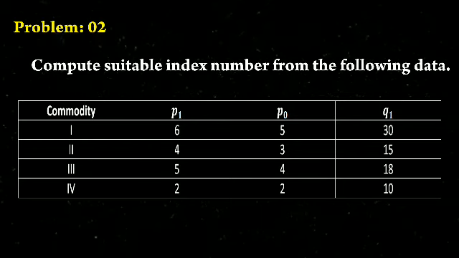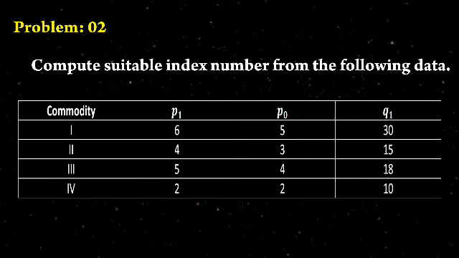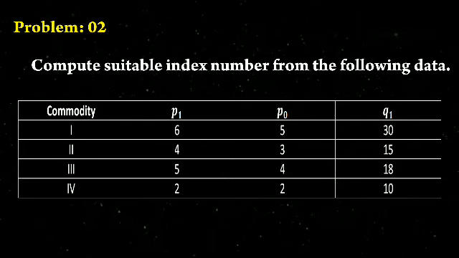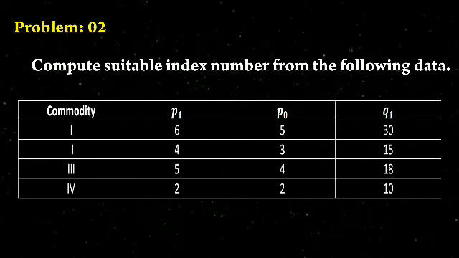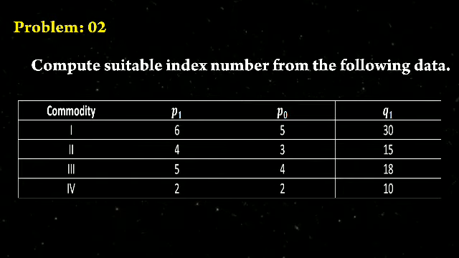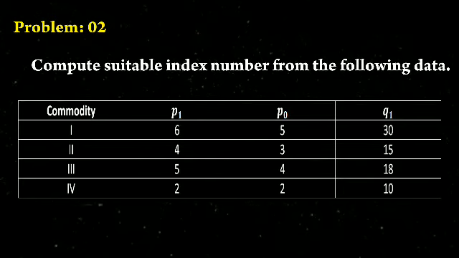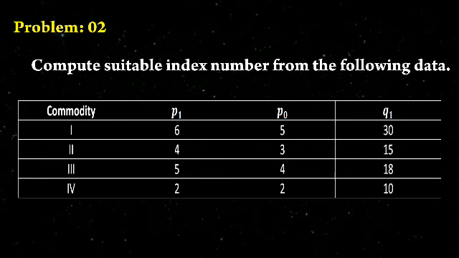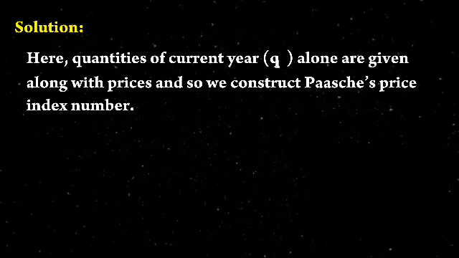Current year quantity values are fixed where two sets of price values are given. So for the Paasche price index number, current year quantities will be fixed. So based on the given data, you can compute the Paasche price index number. So draw one more table in the solution part.